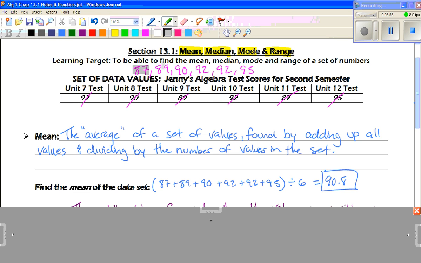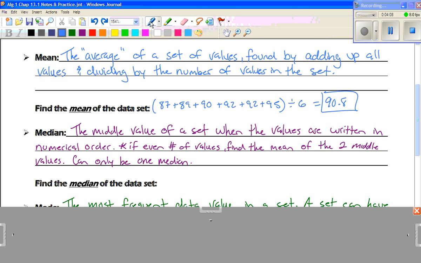Well, I want the middle, so I'm going to cross that out, cross that out, cross that out, cross that out, and then see how we're left with just those two numbers. Those are our two numbers in the middle. So for this, we would want to take 90 plus 92 and then divide it by 2. Some of you guys might be able to do that in your head, but you add them up first and then divide, and you get 91.